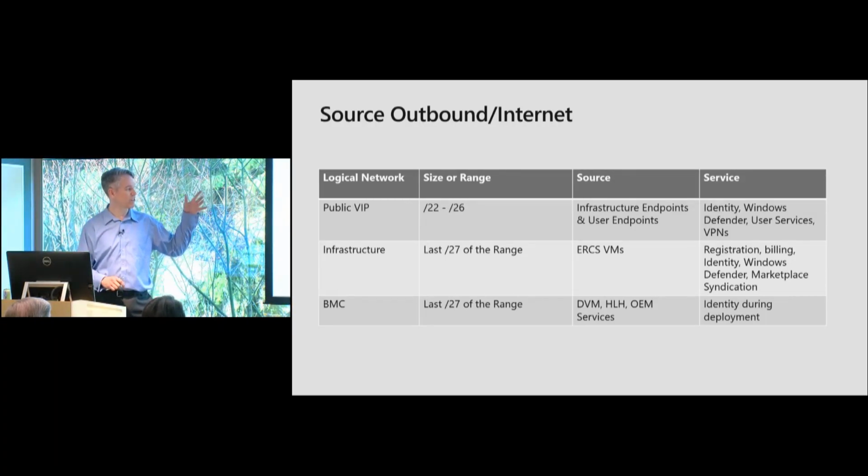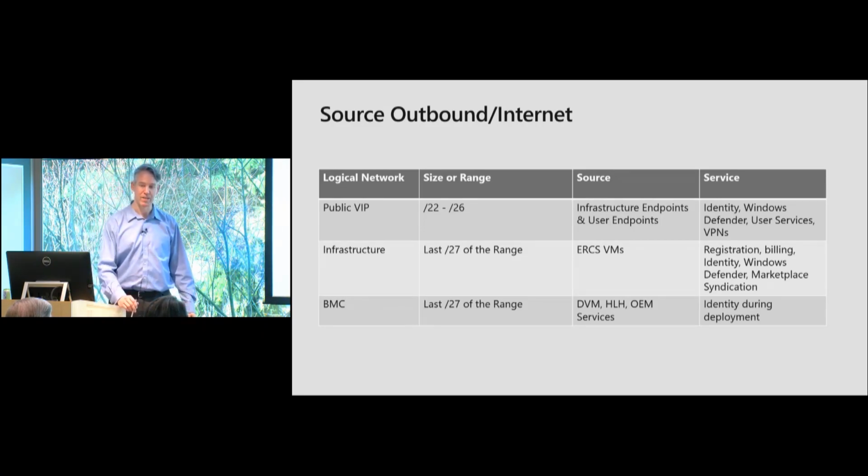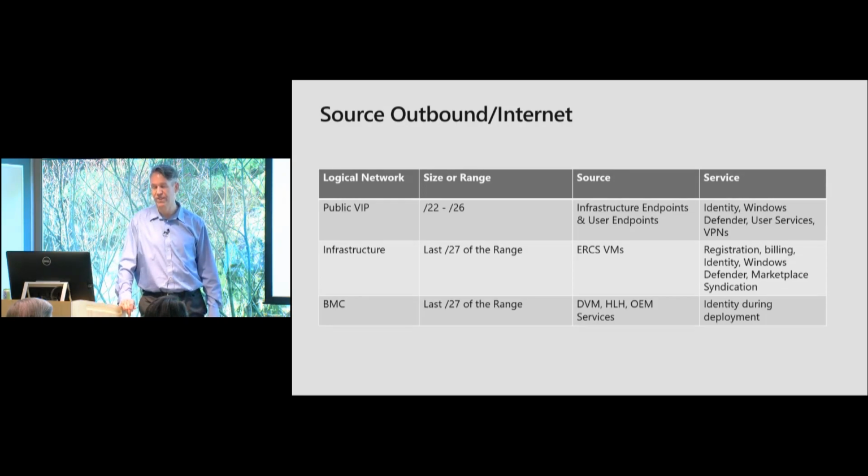So here's just a little table. We won't go into details. It's what traffic goes inbound and outbound out the top of the Azure Stack network. So these are the IP addresses that have to be unique per scale unit. All the other ones on that first one can be repeated multiple times.